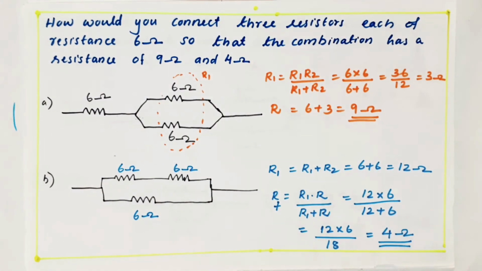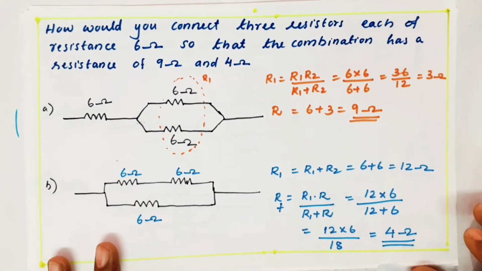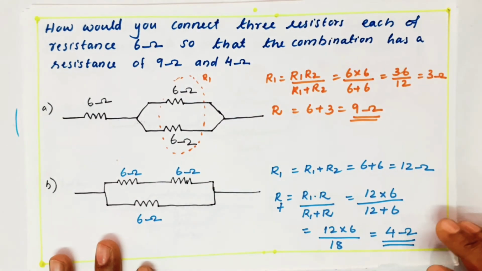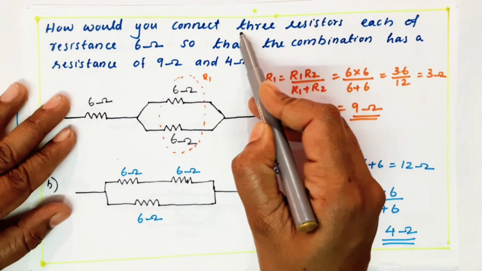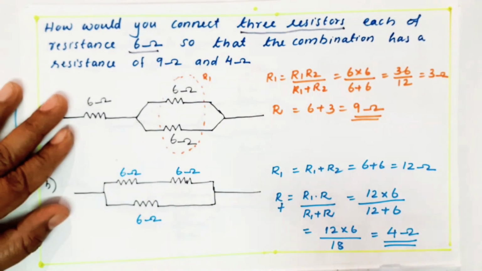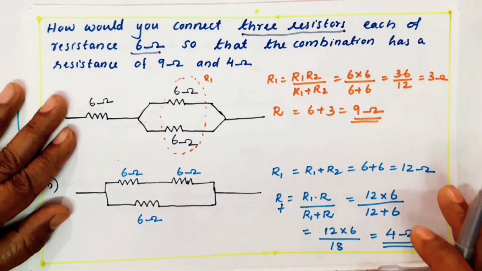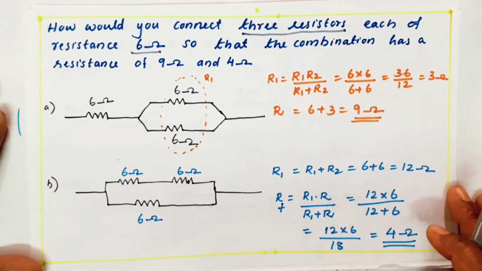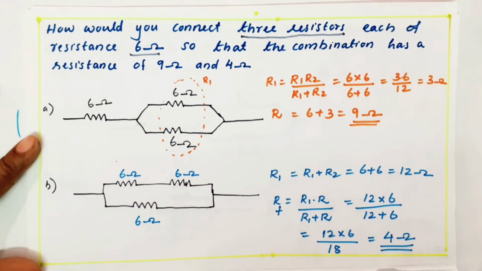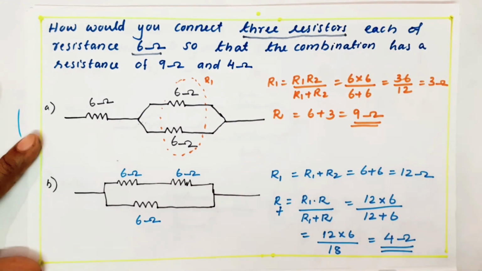See here this question. How would you connect the three resistors, each of resistance 6 ohm, so that the combination has a resistance of 9 ohm and 4 ohm? Okay, what is the meaning? I have three resistors here and each value is 6 ohm. I should get a resistance of two values they ask. One is 9 ohm, other one is 4 ohm. If you want 9 ohm, in your mind you have to think. Okay, I have 6 ohm, 3 resistors. If you connect all in series, 6 plus 6 plus 6, it will come as 18. So think about some other possibility.